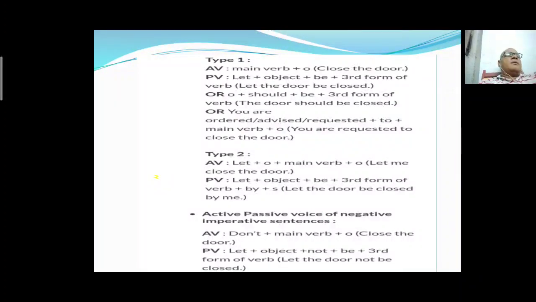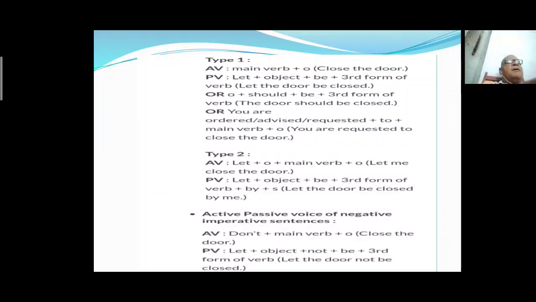Order, let the door, your order to close the door. This is an order. Sometimes the object is also there. Sometimes, let me close the door. Let plus object plus be plus third form of the verb plus by plus subject. Let the door be closed by me.